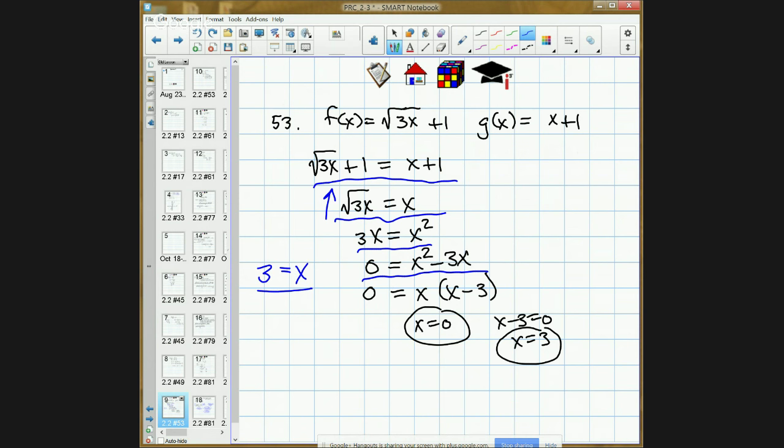So the advice here is you're always better off if you can get everything equal to 0 and factor and solve. You see how we only wound up with one solution, and there should be two.